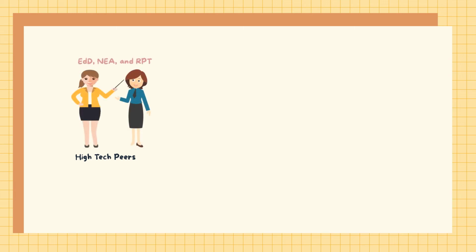Writing successfully to these three types of audiences requires different techniques. When writing to a high-tech peer, one can use acronyms and abbreviations, usually without any definition. For example, educators are familiar with EDD, NEA, and RPT, but individuals in other fields would assume that NEA meant National Endowment for the Arts and not National Education Association.